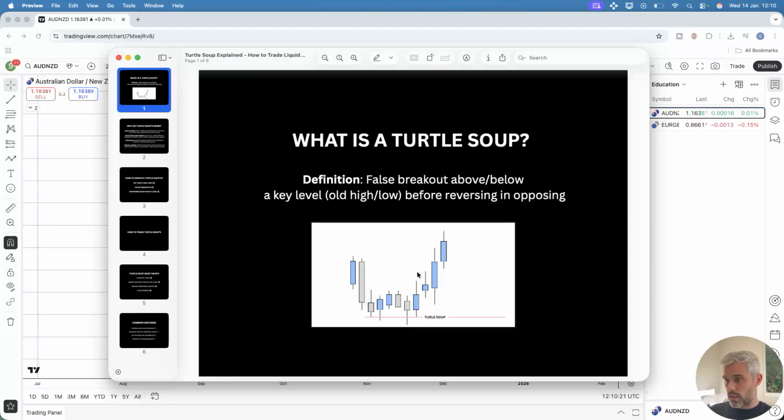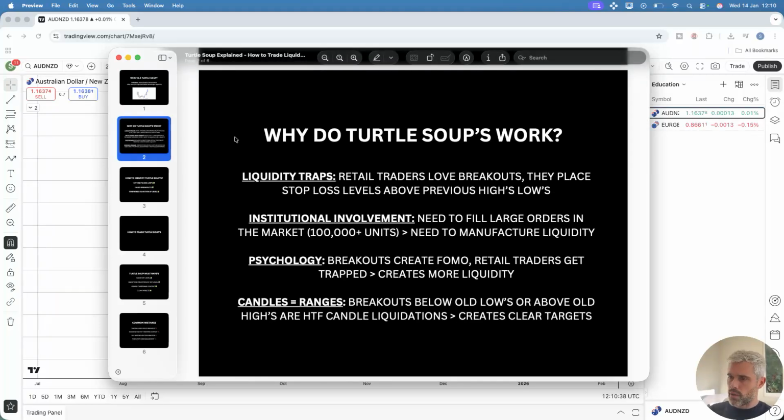disrespecting the supply, in this case, this being a bearish to bullish example, retraces into the bullish demand that is created at the low, and then heads back in the opposing direction. So as a chart pattern, that's what a turtle soup looks like. But what is actually happening, and why do turtle soups work? So they are predominantly liquidity traps.